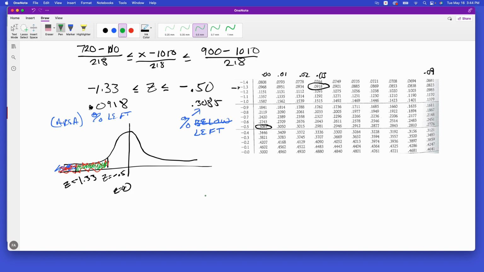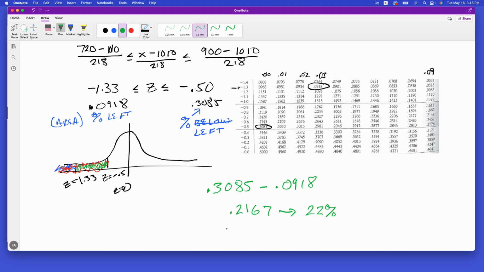So if we want to find the area between, which is what we want, this little green space right here, we're going to do 0.3085 minus what's below it, right? Which would be 0.0918. And that gives us a total of 0.2167, all right? Which roughly translates into about 22%.